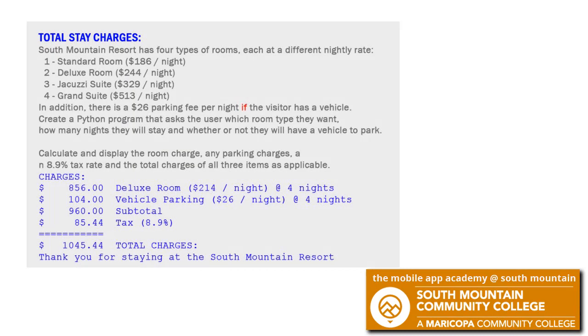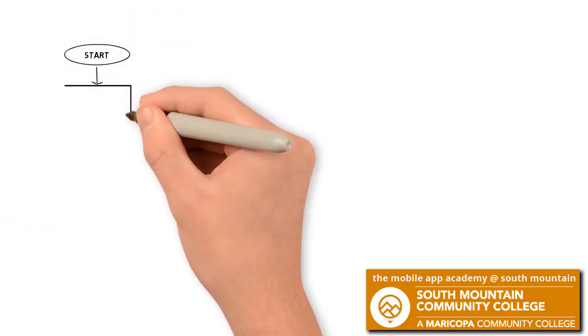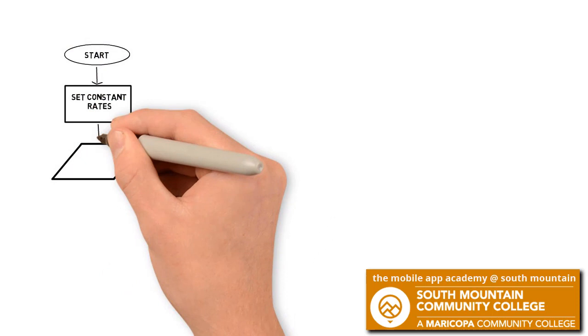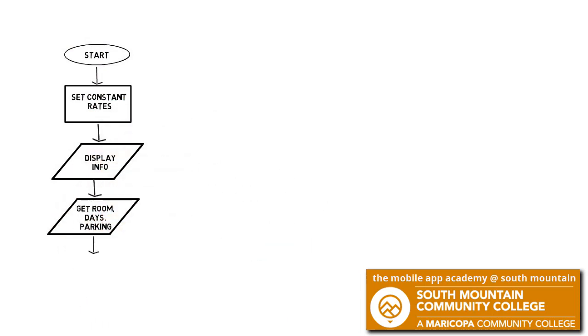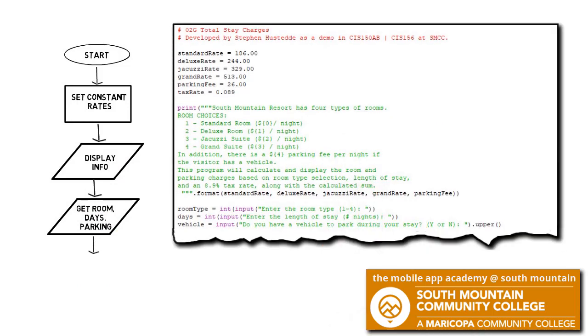Let me walk you through the flow chart for this and the code I would write along with that. As we start our program, we're going to use some constants to maintain the rates of our rooms and the parking, display some information to the user about what the program does and the different room choices, and then get input from them on the rooms, days, and parking.